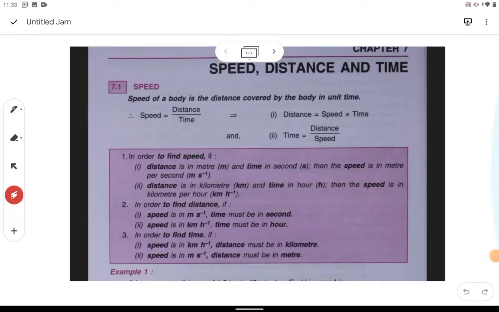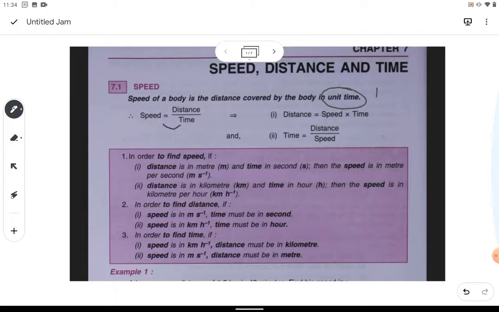So today we are going to do speed, distance and time. What is speed? Speed of a body is distance covered by the body in unit time. Unit time means 1, so distance in 1 second. Right? So from the formula we can say speed is equal to distance by time.